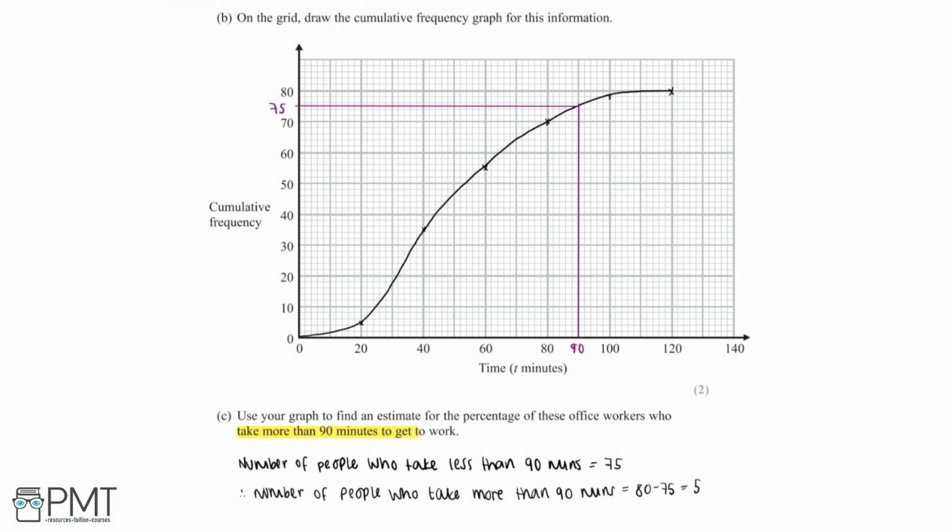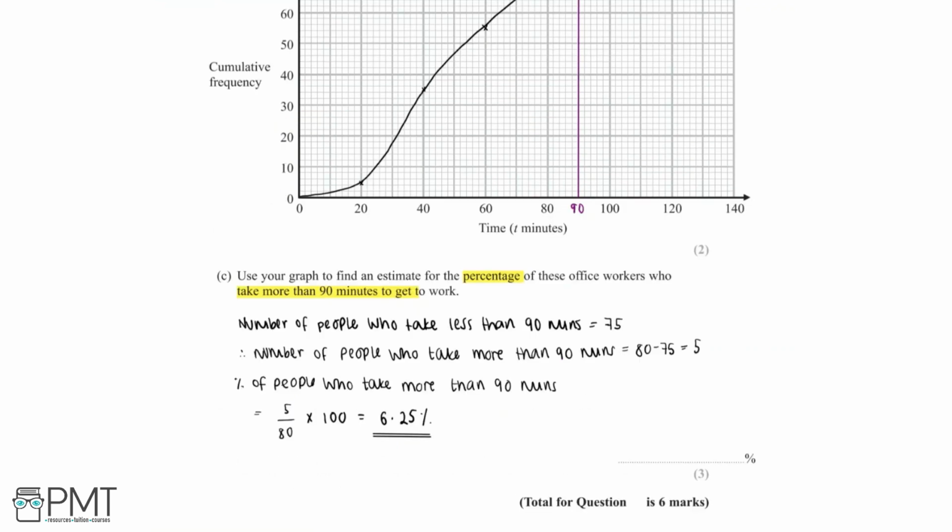So now we've used our graph and we've found out that 5 people take more than 90 minutes to get to work. But in part C, we asked for an estimate for the percentage of these office workers who take more than 90 minutes to get to work. And so to find the percentage, we'll do 5 divided by the total of 80 multiplied by 100. And so we can say that an estimate for the percentage of these office workers who take more than 90 minutes to get to work is equal to 6.25%.